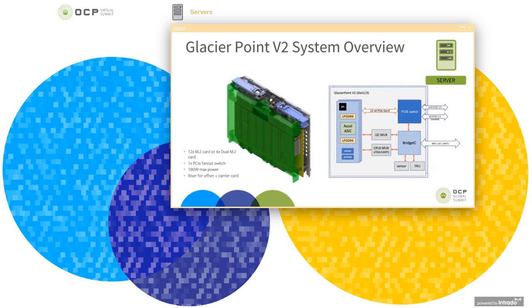A little more detail on the carrier card itself. We use the Glacier Point V2 carrier card, which is designed for multiple accelerator applications, not just inference. This carrier card supports M.2 or dual M.2 modules, which are connected to a PCI switch through a by 4 or a by 8 link. The PCI switch in turn connects to the server through a by 16 uplink. The card supports up to 180 watt power, which goes to these accelerator modules.